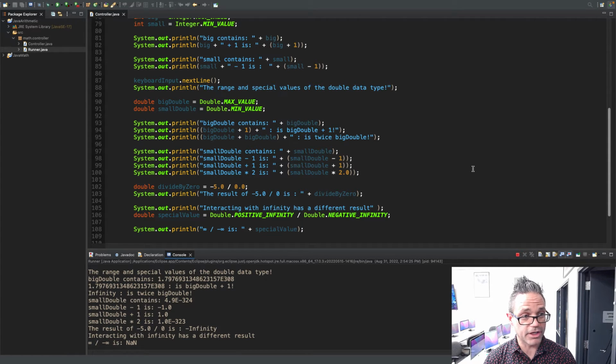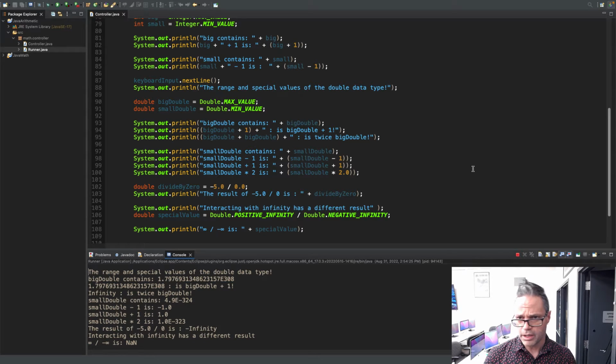So we have the same thing again. We have double at max value and double at min value. So we assign those values, and just like integer with a capital I is the special class for int values, double with a capital D is the special class we have, a wrapper class, for double-based values. And we have the maximum value stored in there. So big double contains 1.79693 times 10 to the 308th power.